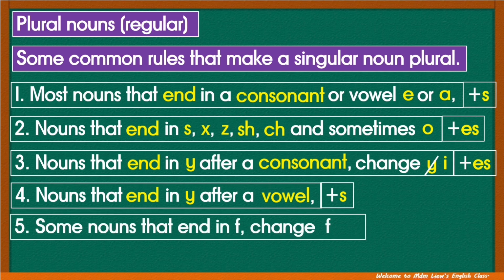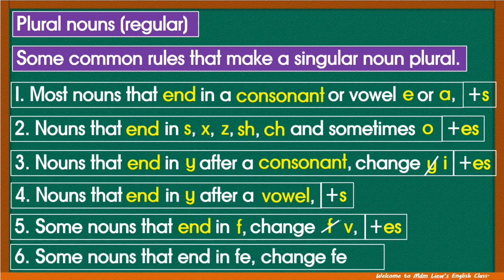Fifth rule: there are some nouns that end in F. Change F to V, then add ES. Sixth rule: there are some nouns that end in FE. Change FE to VE, then add S.